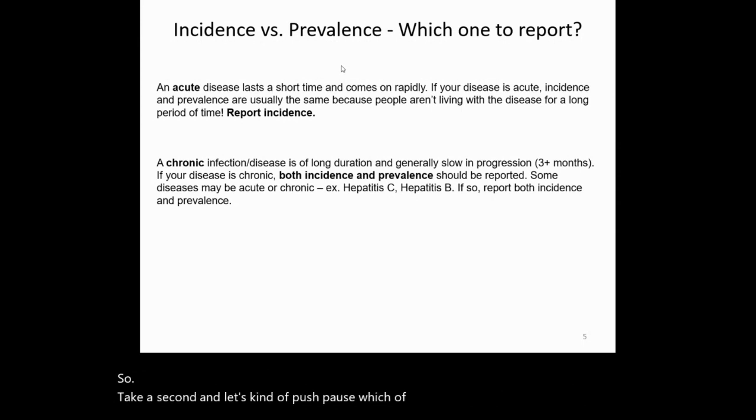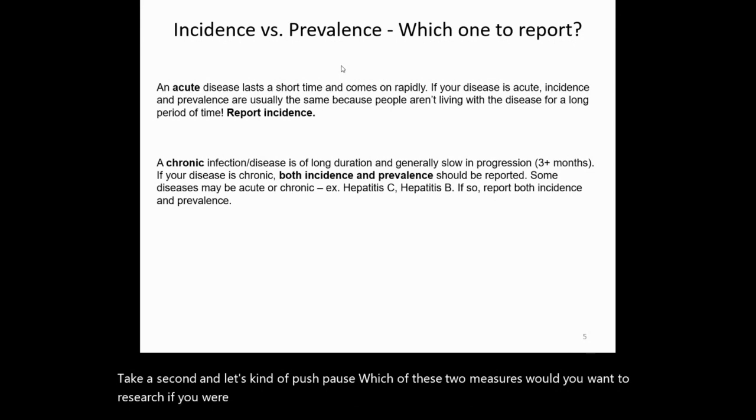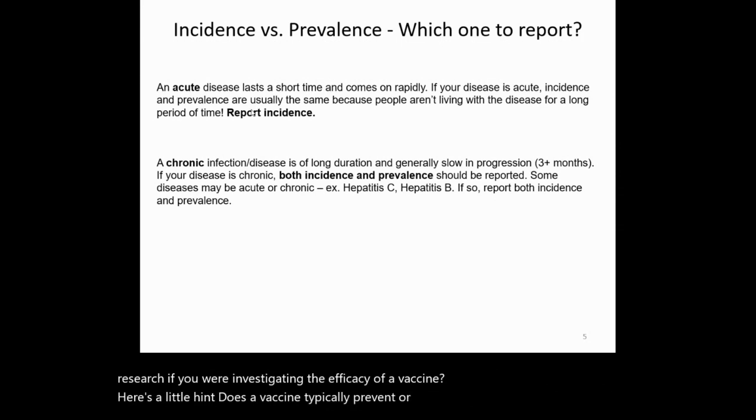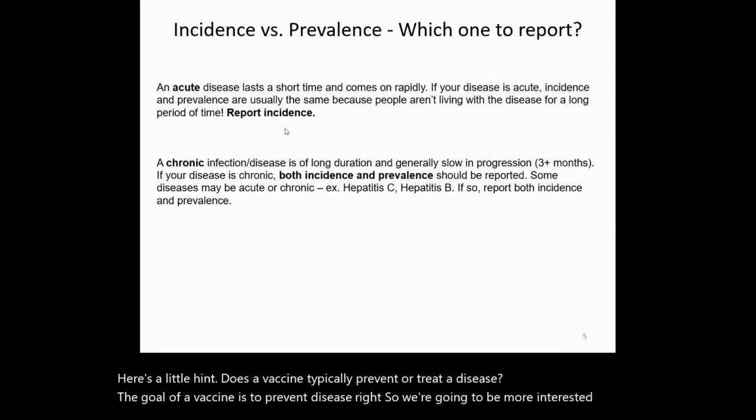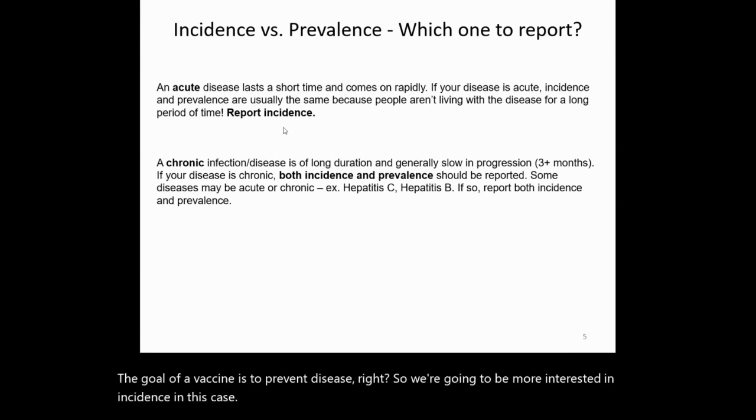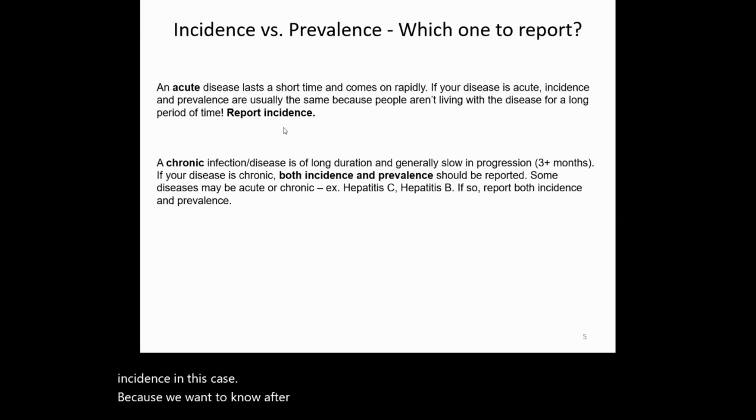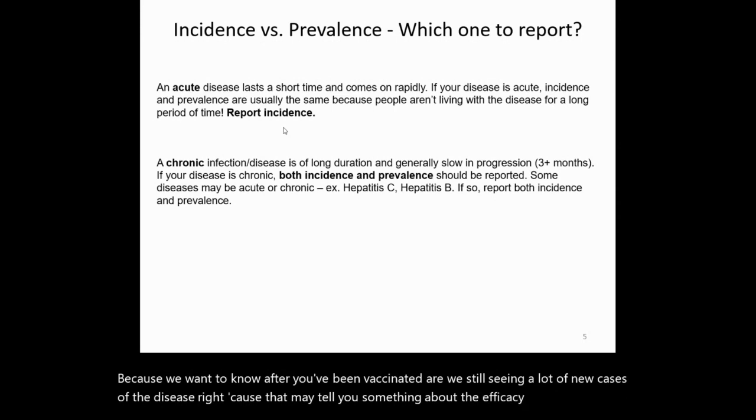Which of these two measures would you want to research if you were investigating the efficacy of a vaccine? Here's a little hint. Does a vaccine typically prevent or treat a disease? Well, the goal of a vaccine is to prevent disease, right? So we're going to be more interested in incidence in this case, because we want to know, after people have been vaccinated, are we still seeing a lot of new cases of the disease, right? Because that may tell you something about the efficacy of the vaccine.